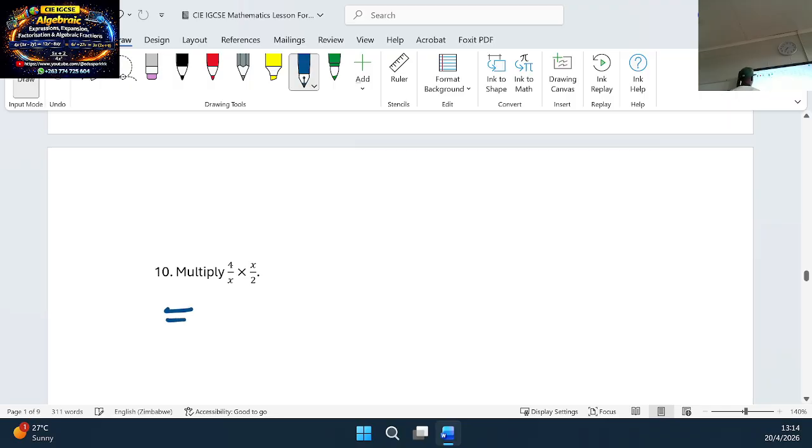Then finally, I've got a product. And with a product, what we do is we test diagonally or vertically. Do we have common factors? If we do have them, they will help us simplify. Like here for this problem, diagonally there's x and x, they cancel. Then I end up having 4 divided by 2, which will give us 2.